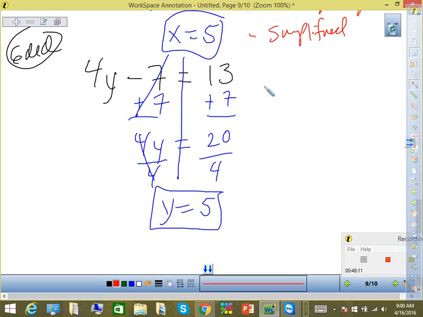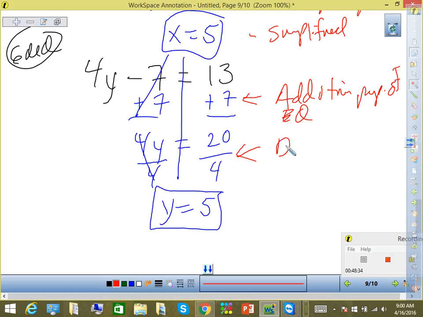Properties. Here we go. Guys, focus. Properties. Here we add it to each side, so it's addition, property of equality. Here we divide it, so it's division, property of equality. At the end, simplify it.